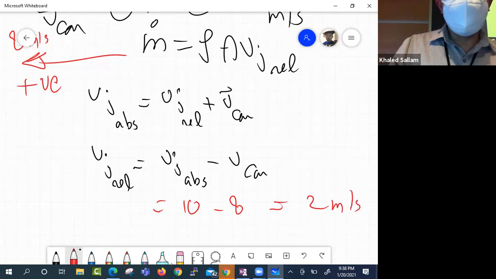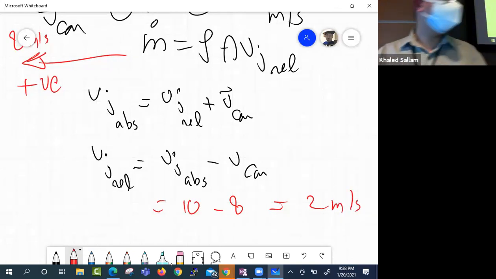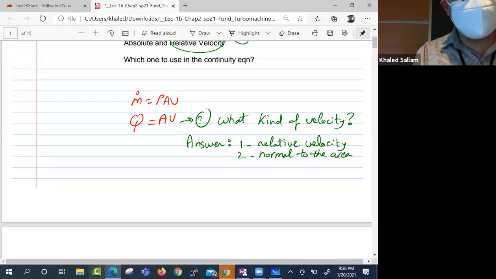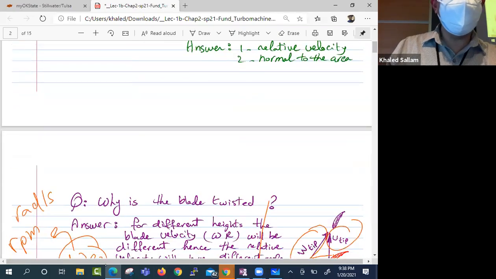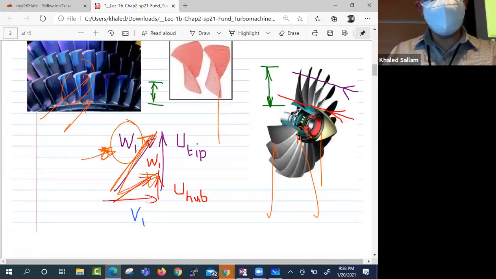Okay. So this becomes a little bit more involved when it's in 3D, right? But the point we want to make is that when it comes to m dot, you always use v relative. Okay.